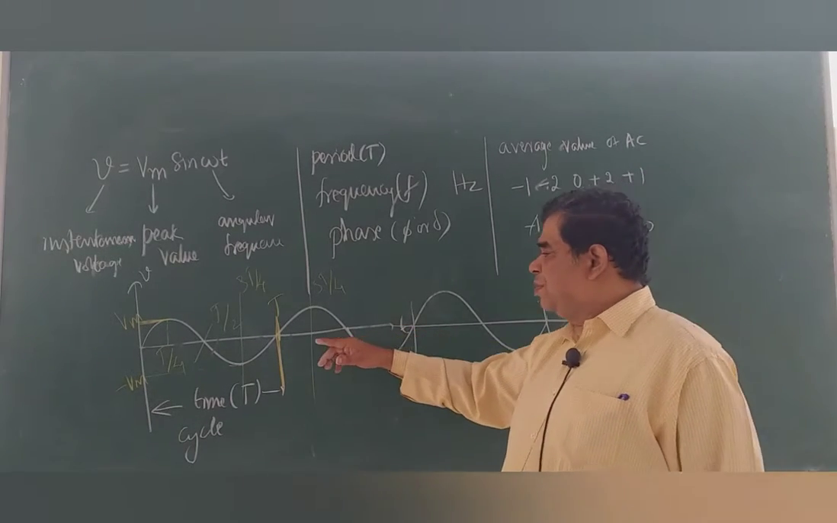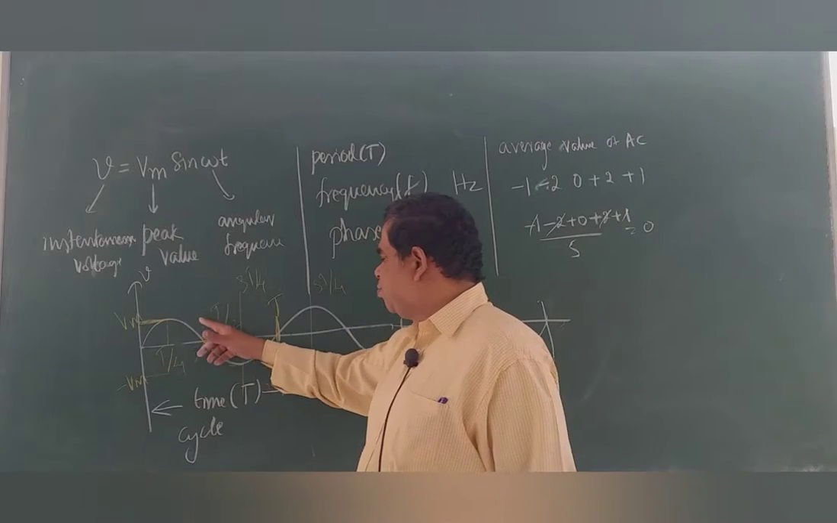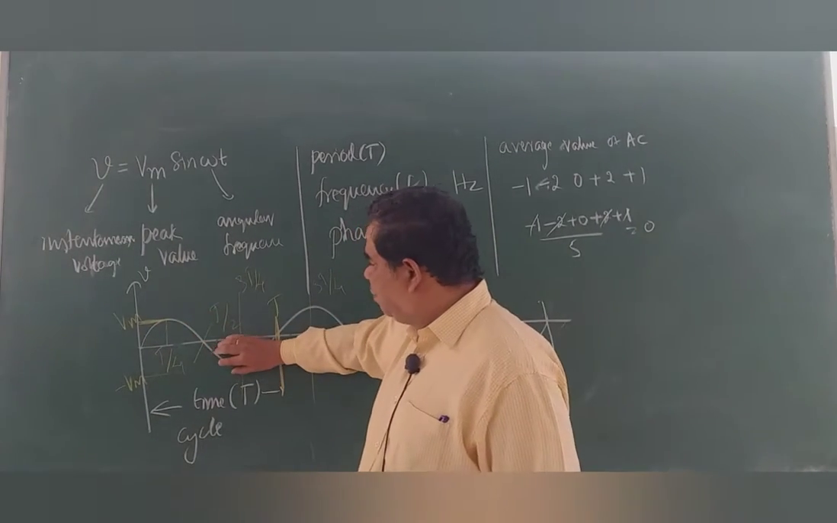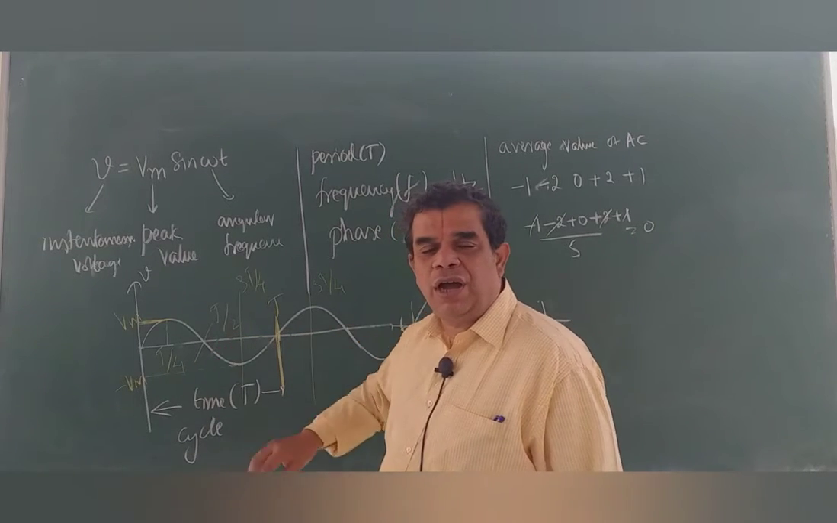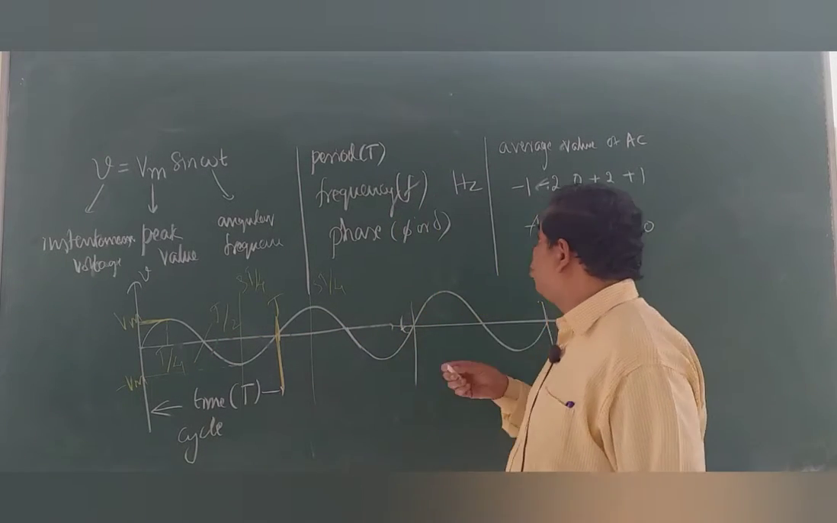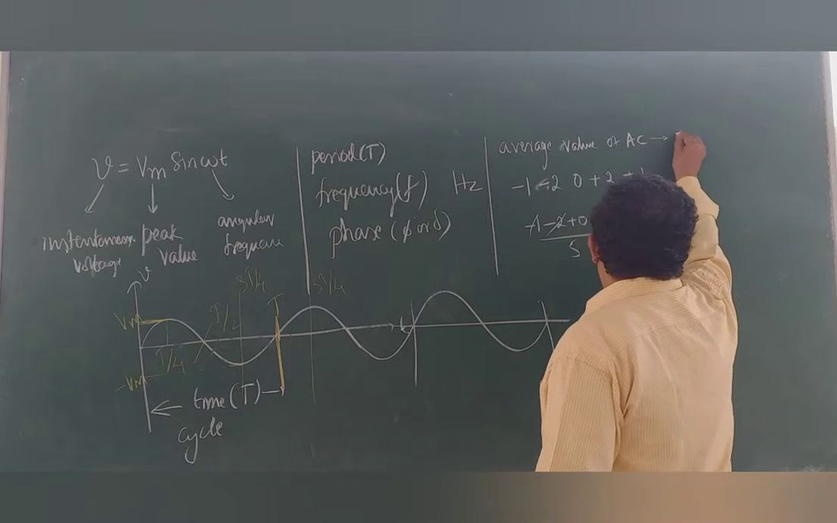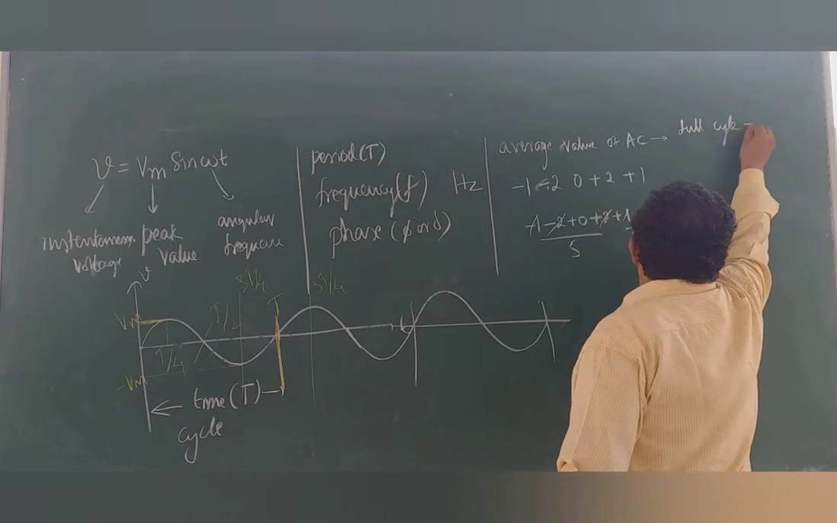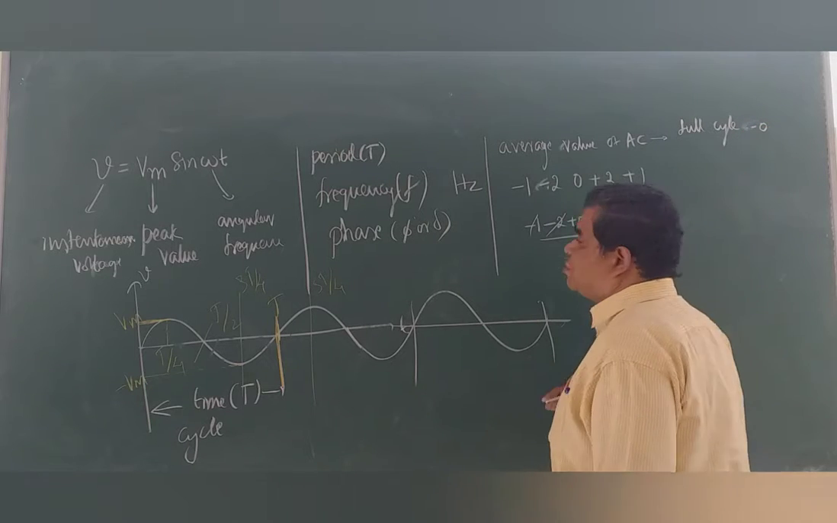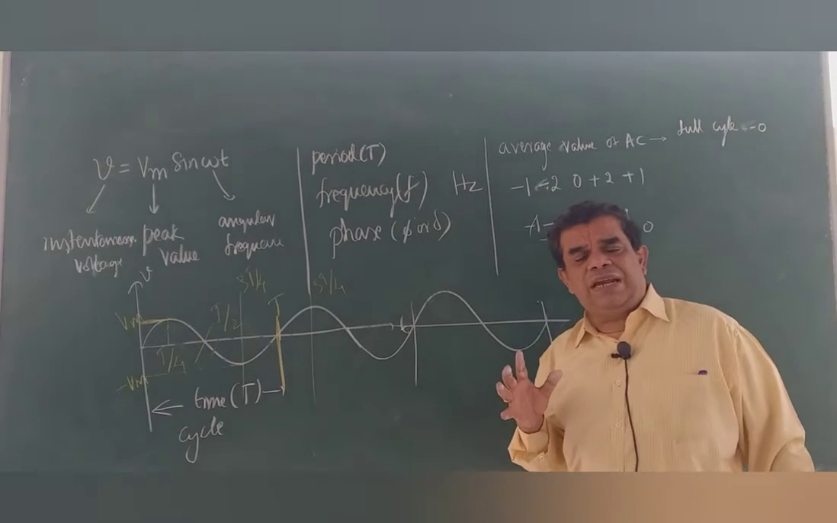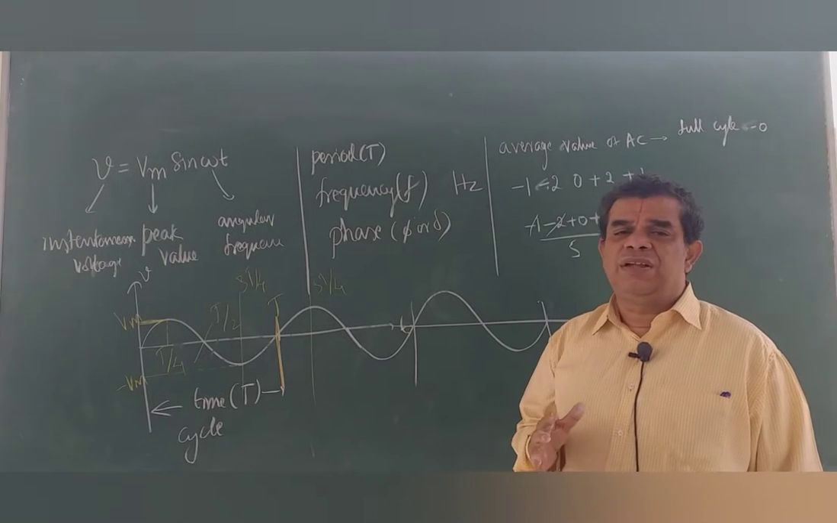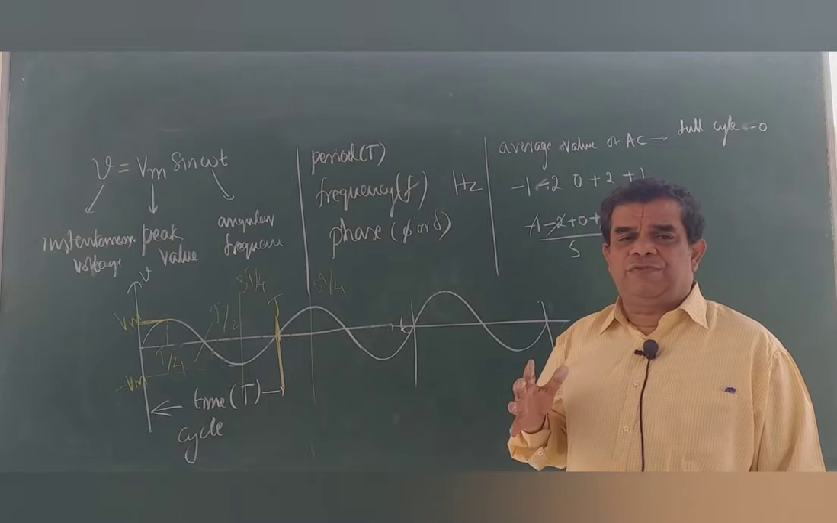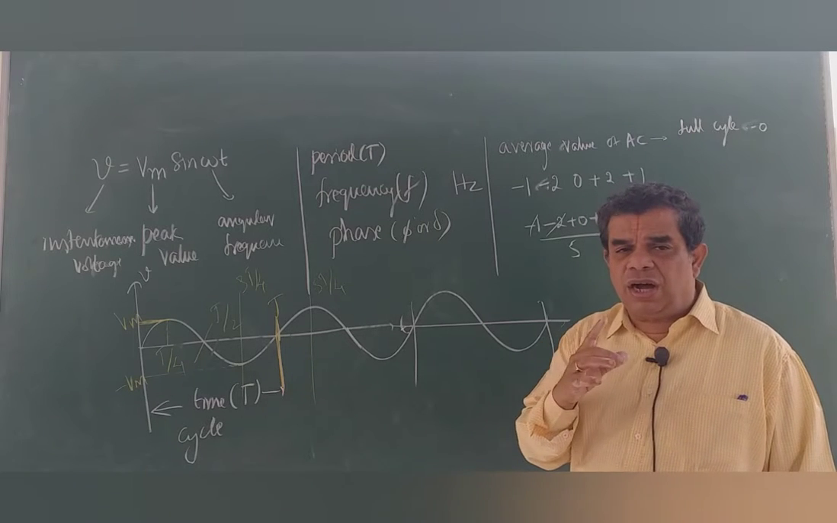Here also observe, if you take the average of the AC over one full cycle, the positive part is there and the negative part is also there. Therefore, the average value of AC over one full cycle is 0. But if we calculate over half of the cycle, what do we get? We want to learn that. Now, we derive the expression for the average value of AC over half of the cycle.